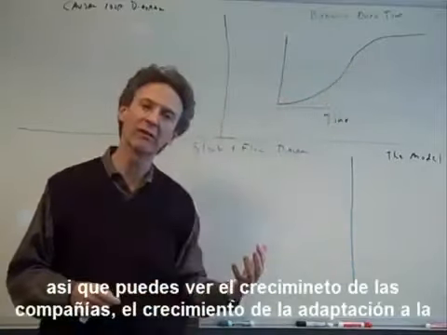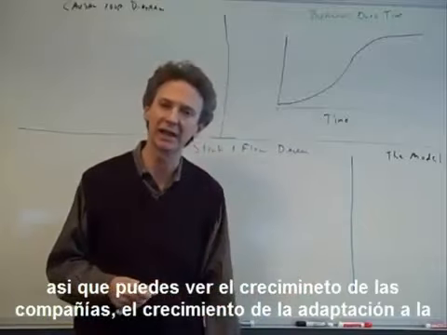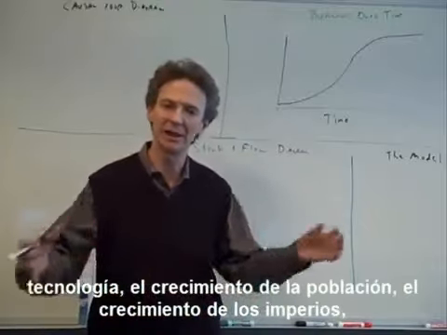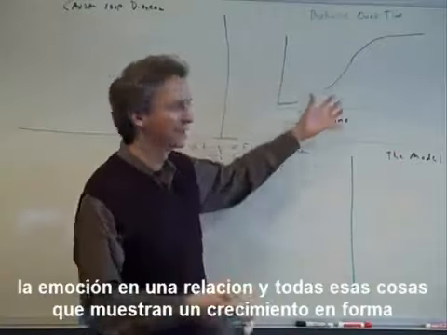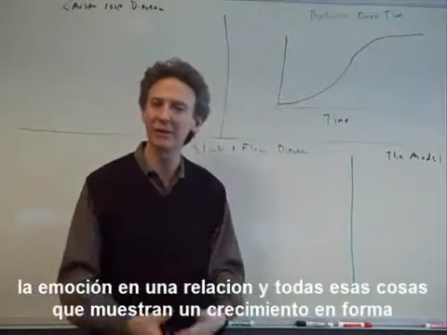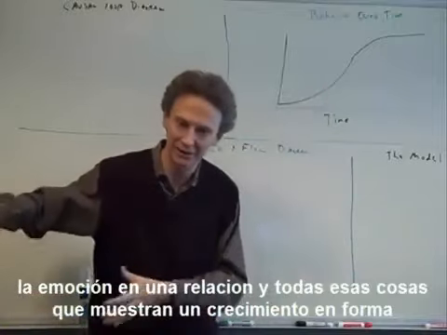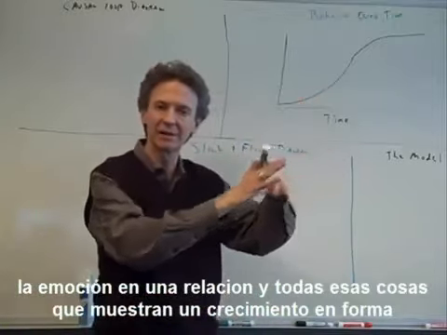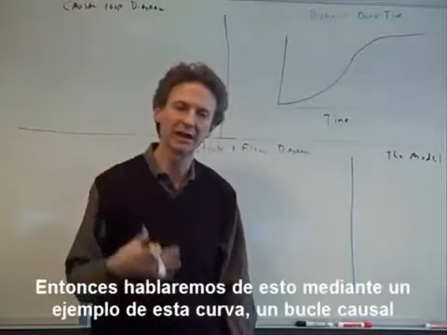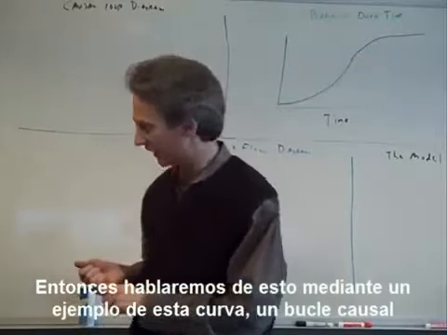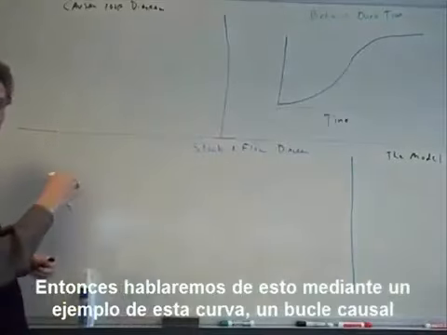And you could look at growth of companies, adoption of technology, growth of populations, growth of empires, growth of emotion in a relationship. A lot of things go through this sort of early on exponential growth and then a slowing down and a leveling out. So let's talk about at least one example of that occurring as a causal loop.